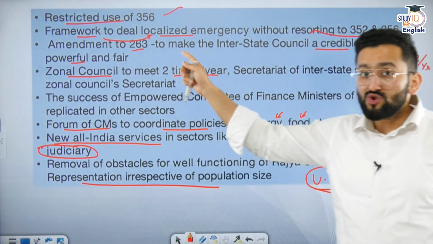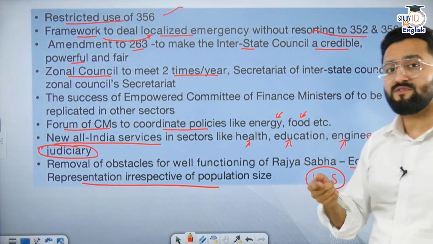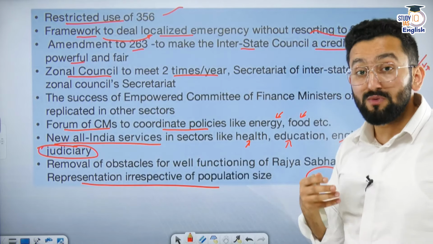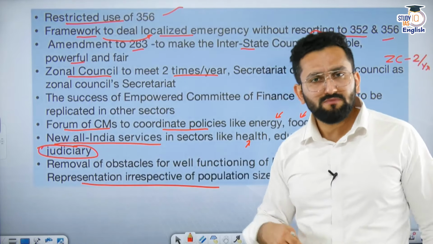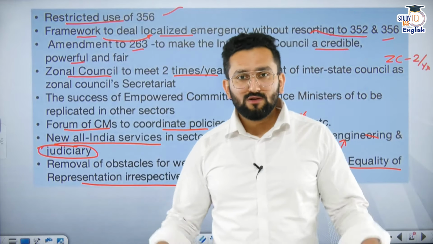And Article 263 should be amended, which talks about the interstate council. And amended in which manner? Interstate council should be given more power. It should be made more credible. Because if I ask, have you ever heard about some major achievement of the interstate council? Then you might look towards your fan or around.